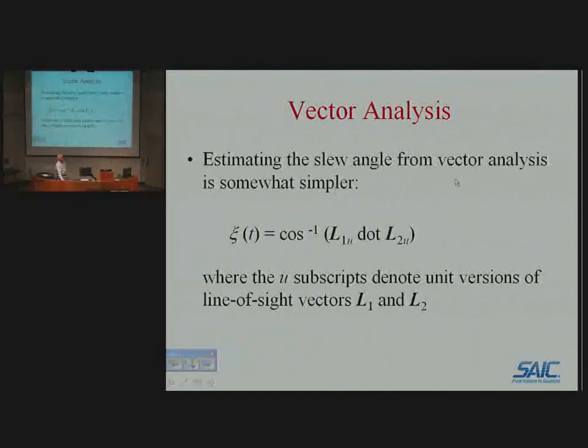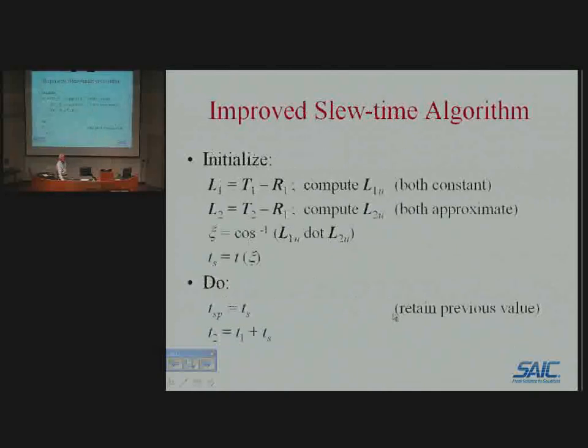Estimating the slew angle from vector analysis is even easier. We simply form the unit vector forms of the line of sight vectors, take the dot product of these two unit vectors. That's the arc cosine of the slew angle. It's that simple. So now we have the estimates of the slew angle from rotational mechanics and estimates of the slew angle from vector analysis, and we can formulate the problem. And here is the simplified algorithm that implements that.